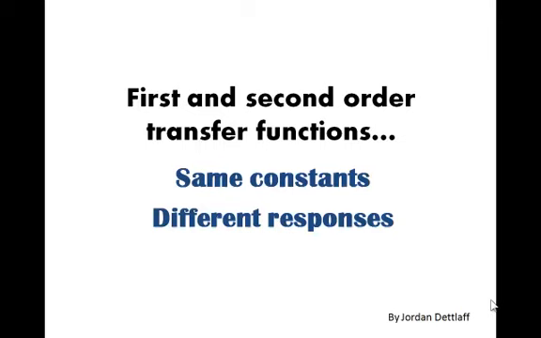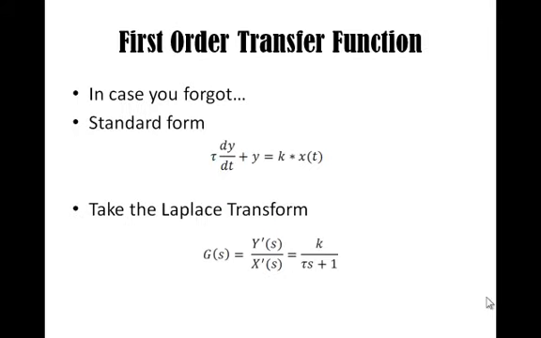This is Jordan Detloff, and I'm presenting my question, which is: describe the physical significance of the constants in the first and second order transfer function. So I'm going to talk a little bit about first and second order transfer functions and then describe the constants that we can see. In a first order transfer function, you see the standard form.